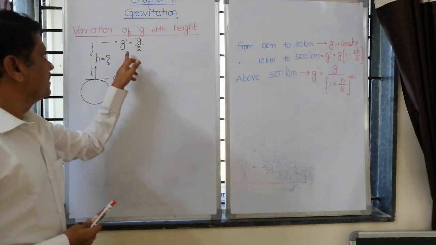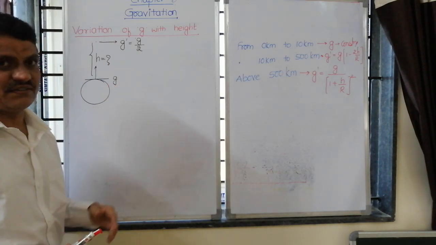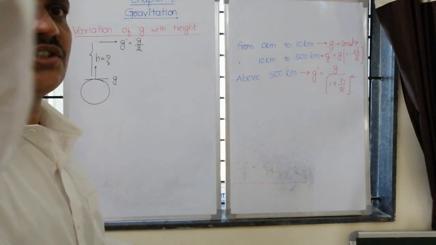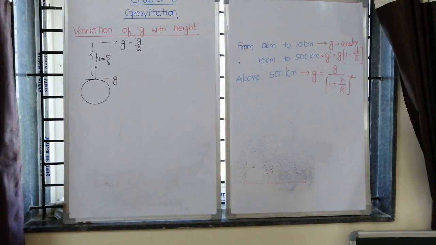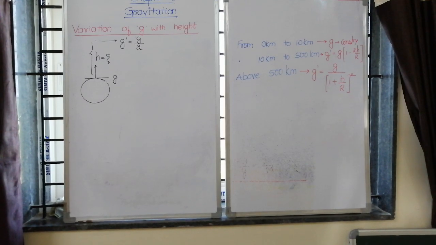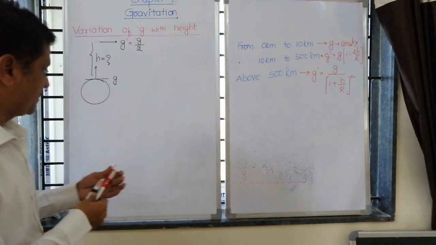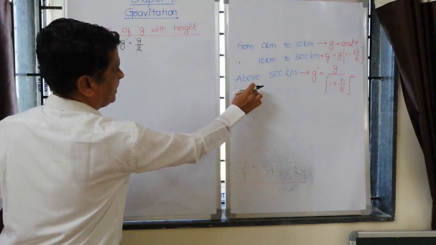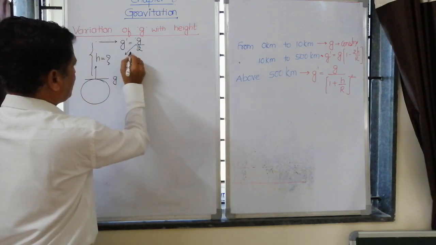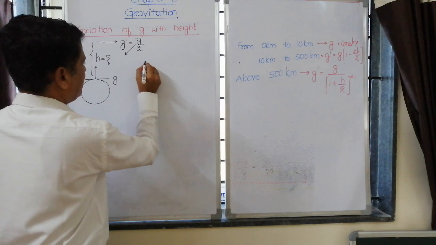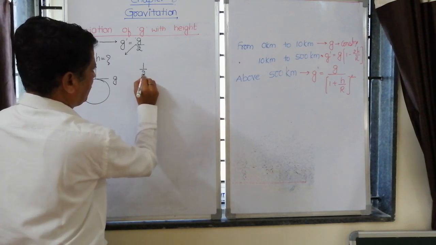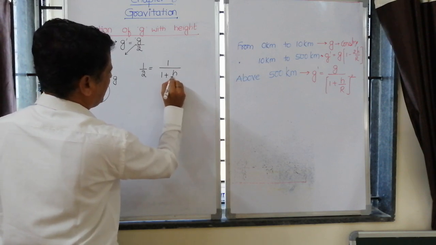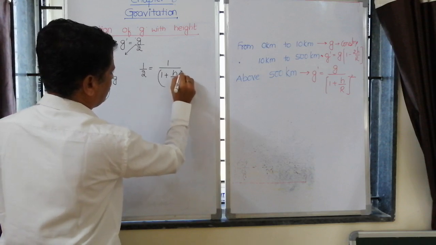Then it's clear that this G becomes half. Half means there is a large change. For large change, it's clear we have to use this formula, right? Therefore, directly I will write here G dash by G. What is G dash by G here? 1 by 2. 1 by 2 is equal to 1 divided by 1 plus H by R whole square.